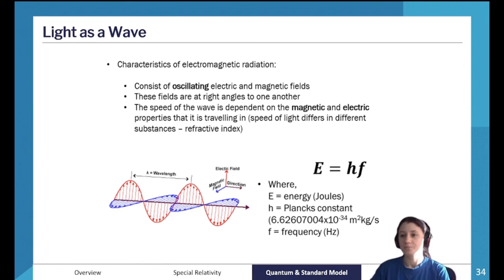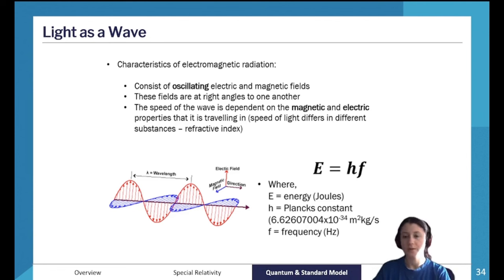So you can calculate the energy of the light using E equals hf, where E is the energy in joules, h is Planck's constant, and f is the frequency of the light. Alright? So, as a recap, the characteristics of electromagnetic radiation are that it consists of oscillating electric and magnetic fields which are at right angles to each other and the direction of propagation.